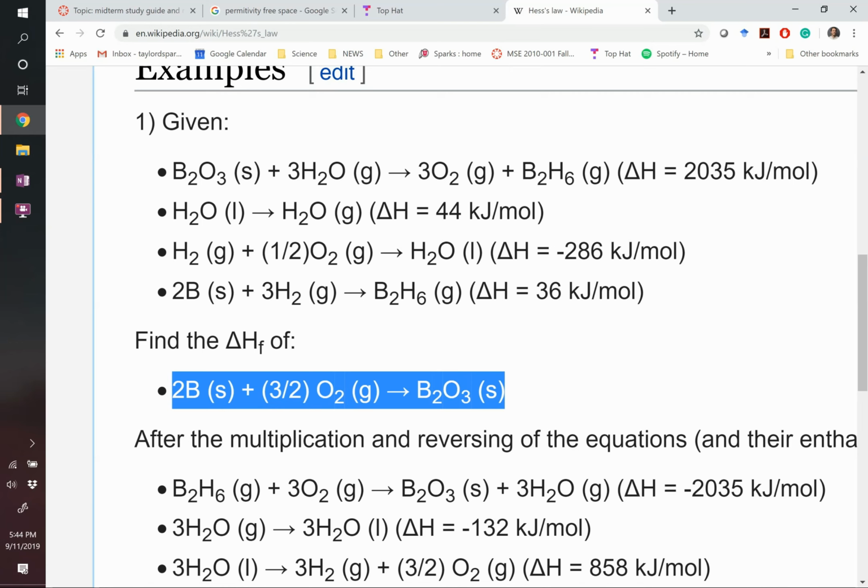B2O3 is in that first equation, so you're going to have to flip it, because it's a product here, but it's a reactant up there. So you're going to flip that first equation, meaning instead of being positive 2035, it's going to be negative 2035. What else? Boron is a reactant, and it's a reactant in this fourth one. If you add the first and the fourth, do you get that? No, because you got water and stuff.